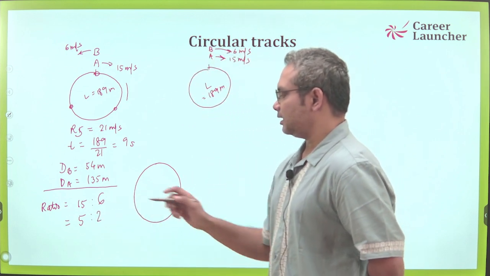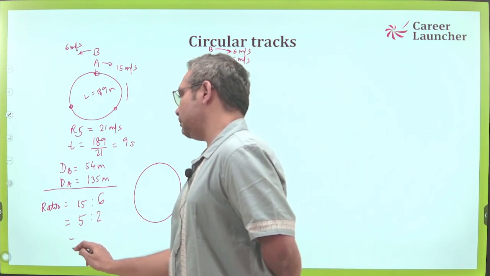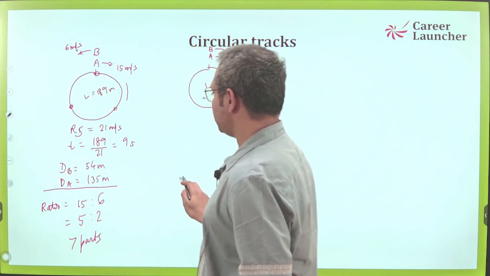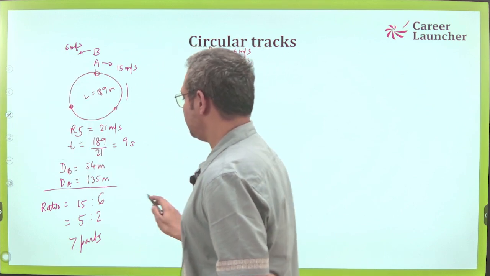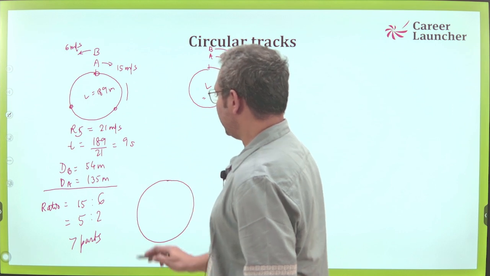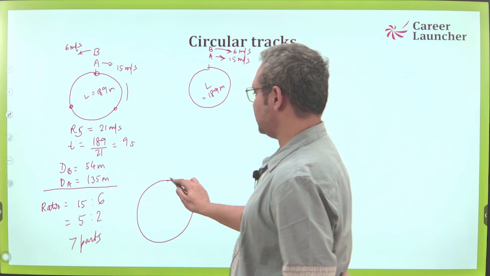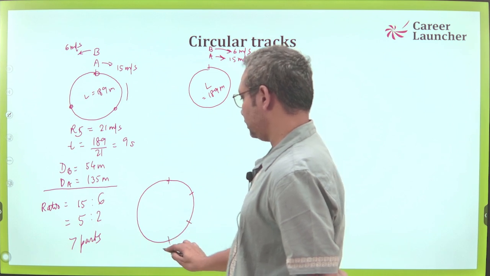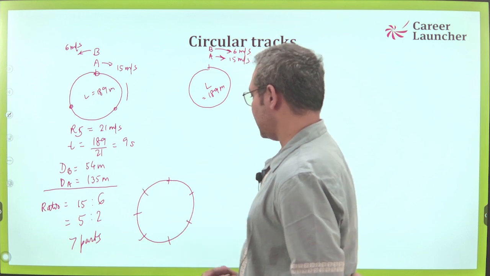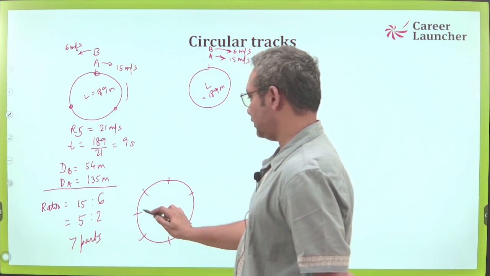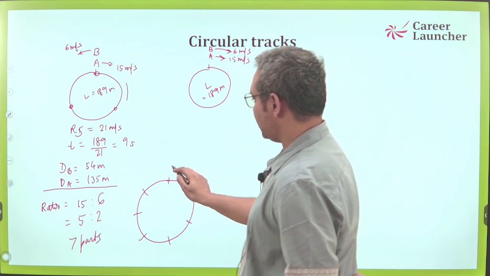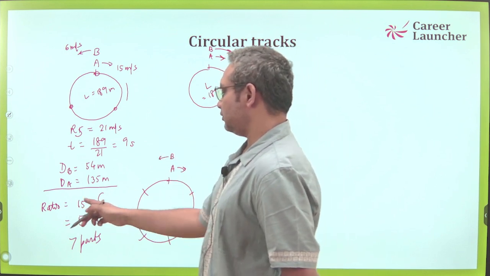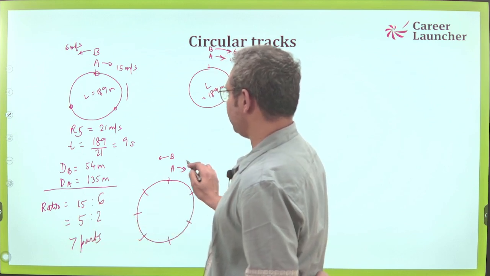Now if I divide this circle into 5 plus 2, 7 parts. Why did I add? Because the relative speed is in the opposite direction, we add, right? In the same way, here also we add the ratio of the speeds, and we get 7. So let us divide this circle into 7 parts and see what happens. Roughly speaking, this is 1, 2, 3, 4, 5, 6 and 7. So 7 parts we have divided. Now this is where A is and this is where B is. We are not going to work with 15 and 6 anymore, we will look at 5 and 2. So this is 5 and this is 2.